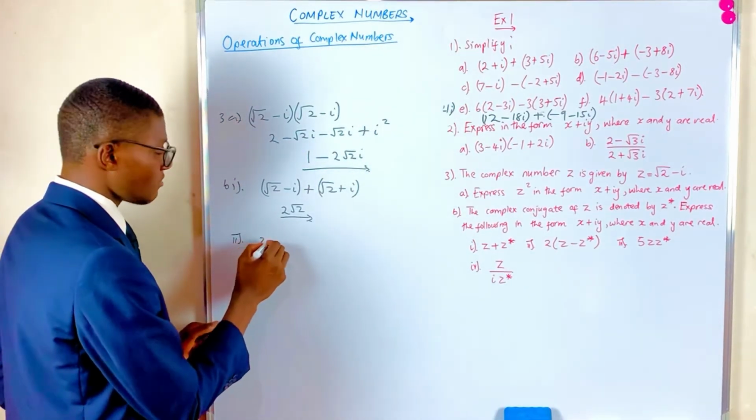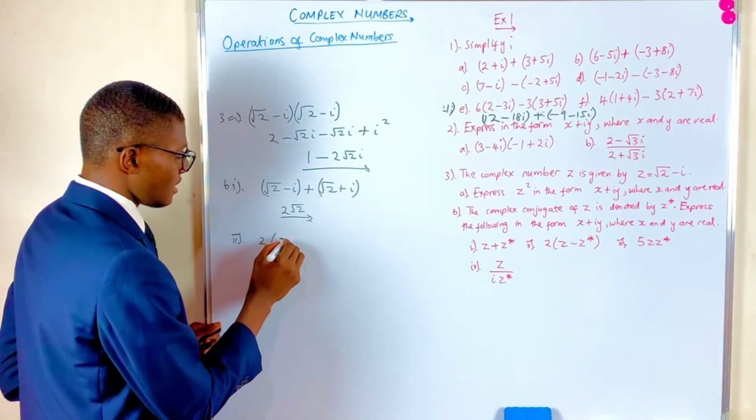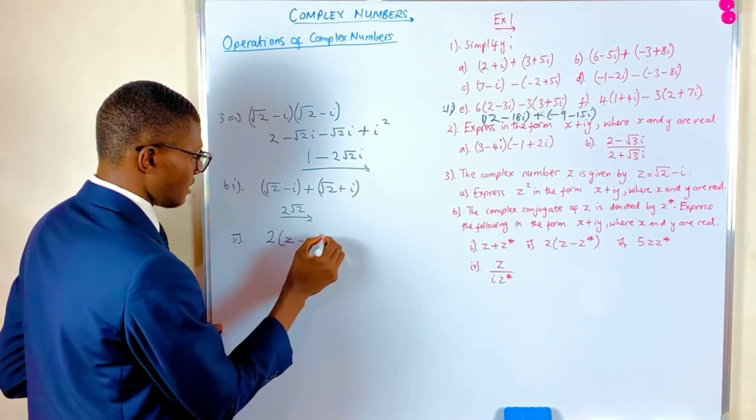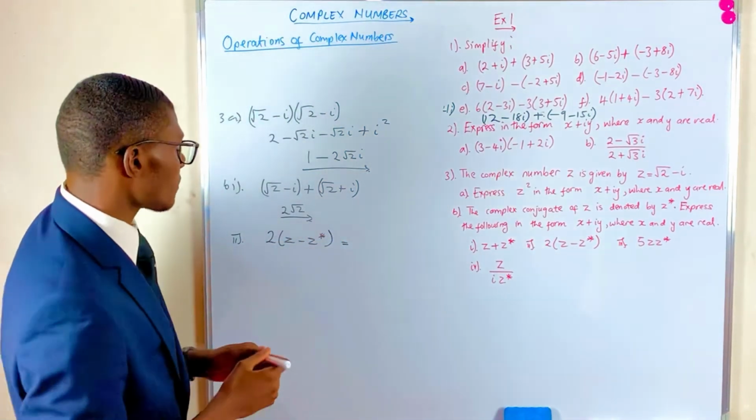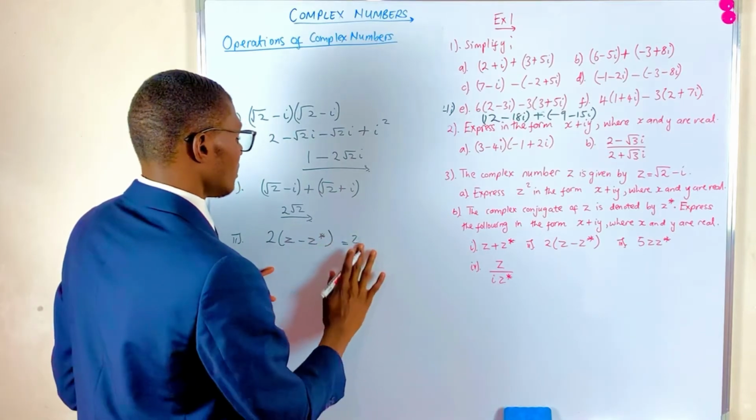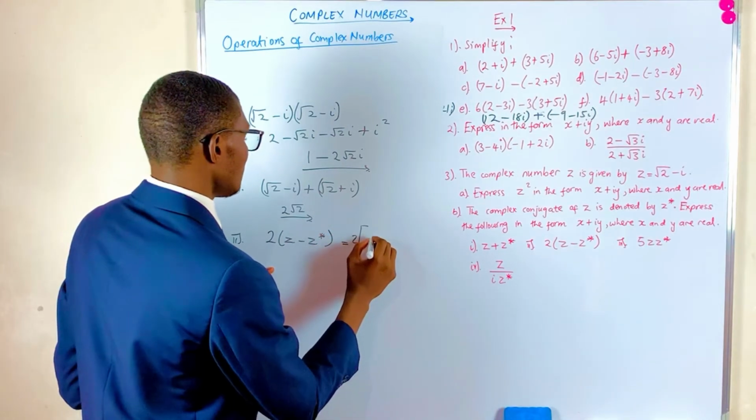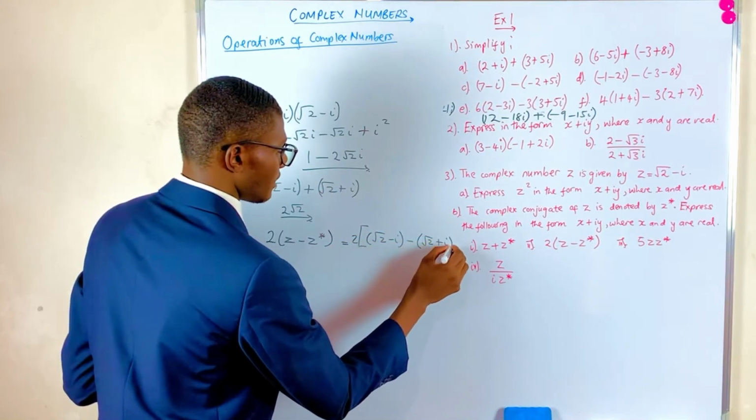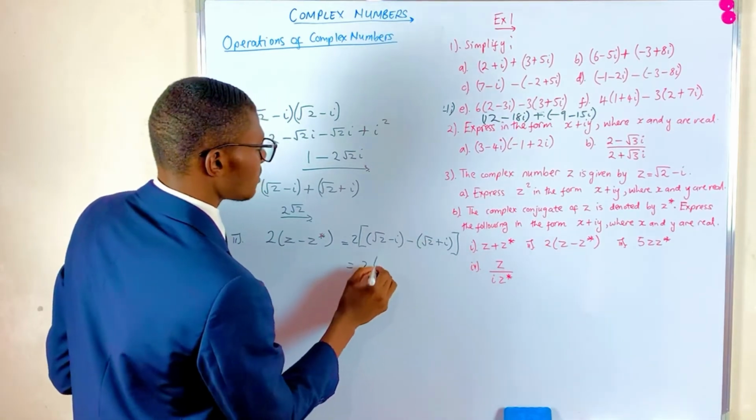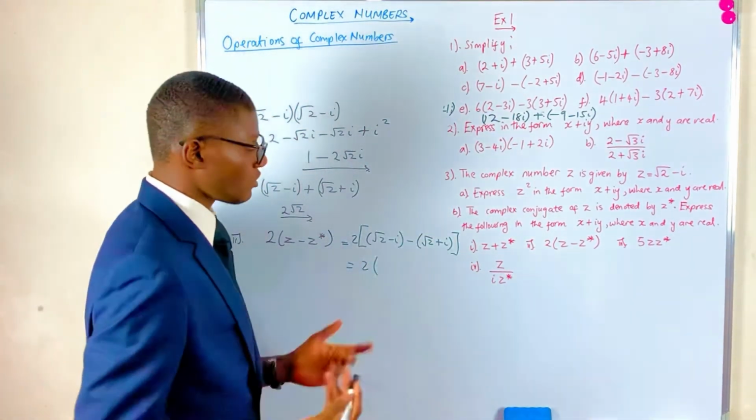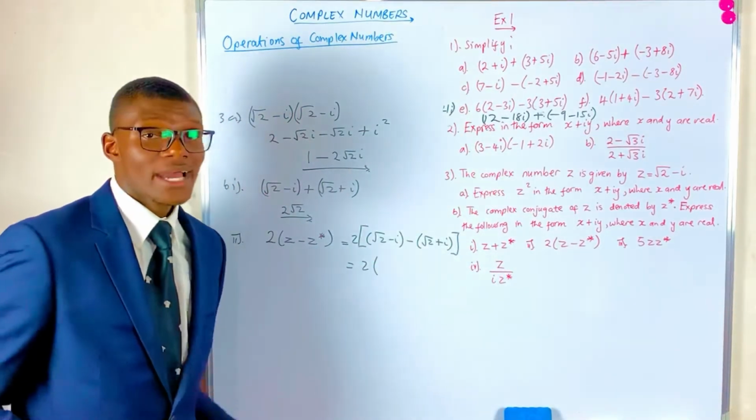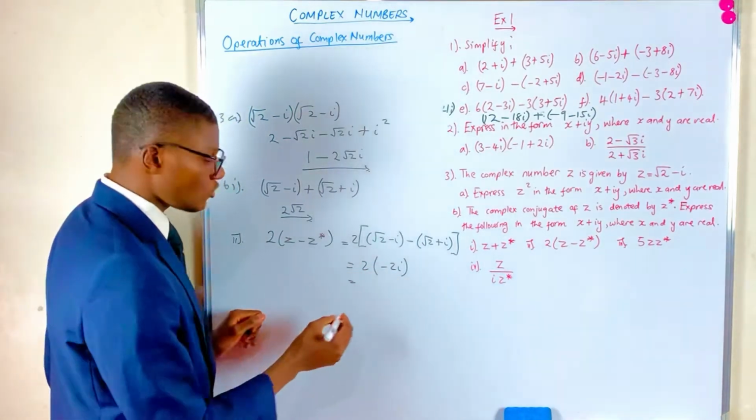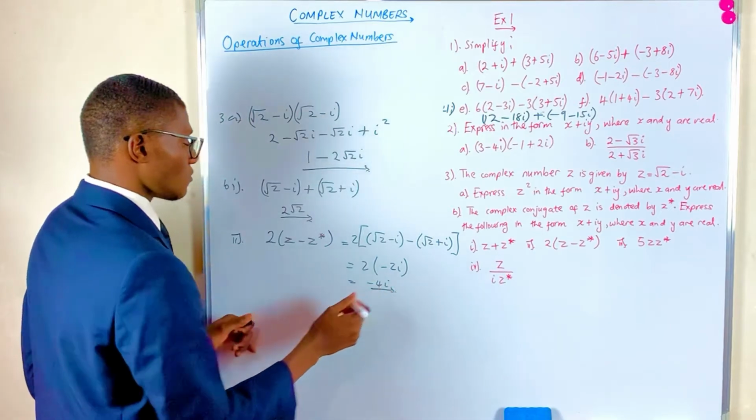Part 2, we are supposed to simplify 2 times z, right? 2 times z minus z, right? So we're saying 2 in square brackets here. Then z, we've got root 2 minus i minus root 2 plus i. It's complex conjugate. So if we carry out the subtraction first, we're saying root 2 minus root 2, we get a 0. In minus i minus plus i, this minus i minus i, we get a minus 2i. So 2 times minus 2i, we get a minus 4i. So this is for part 2.